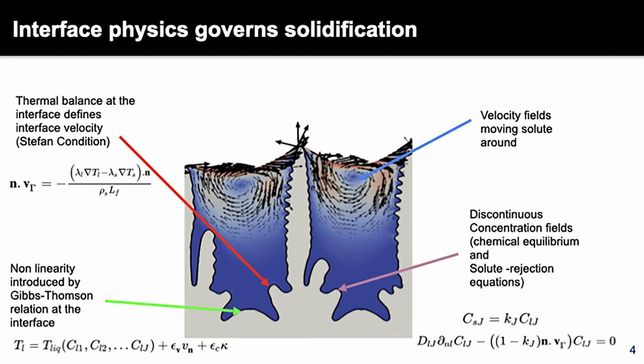With that, I would like to draw your attention to certain interesting physics that's going on in this process, and a lot of it happens at the interface. First, you have the thermal balance at the interface, where the jump in the thermal gradient gives rise to the interface velocity. That is known as the Stefan condition. Then you have nonlinearity introduced by the Gibbs-Thomson relation, where the liquid temperature at the interface is a function of all the metal components that you have. It's also dependent on the normal interface velocity and the curvature of the interface. Then you have discontinuous concentration fields across the interface that are connected by chemical equilibrium and the solute rejection equation. With all that, you also have the velocity fields moving along with the solute in the liquid domain. So this is all the complicated physics that we need to solve.